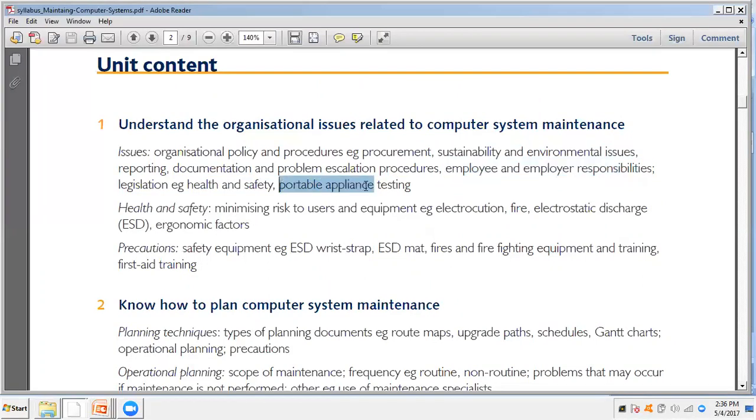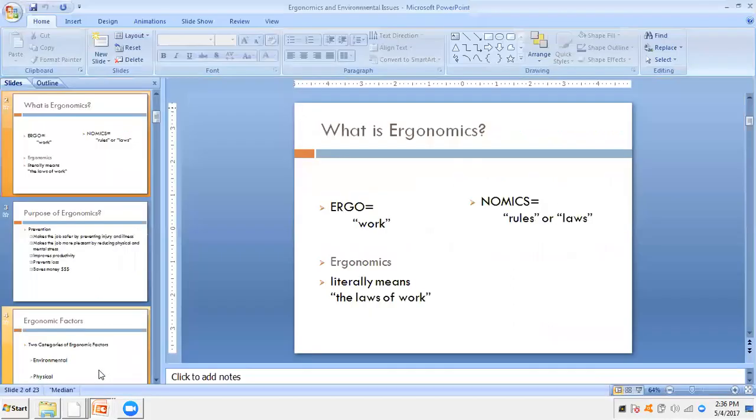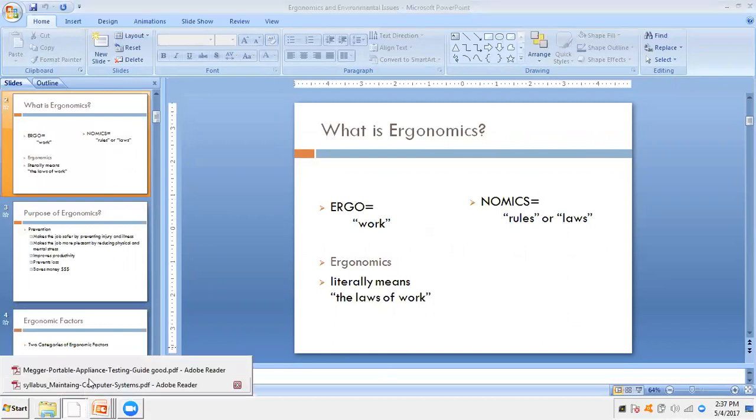Portable appliance testing has been completed. Health and safety has been completed, I think, a little bit. We will see one topic called ergonomic and environmental issues. We have done this in the last lecture already, but in a very short way. So we will see what are ergonomic factors.